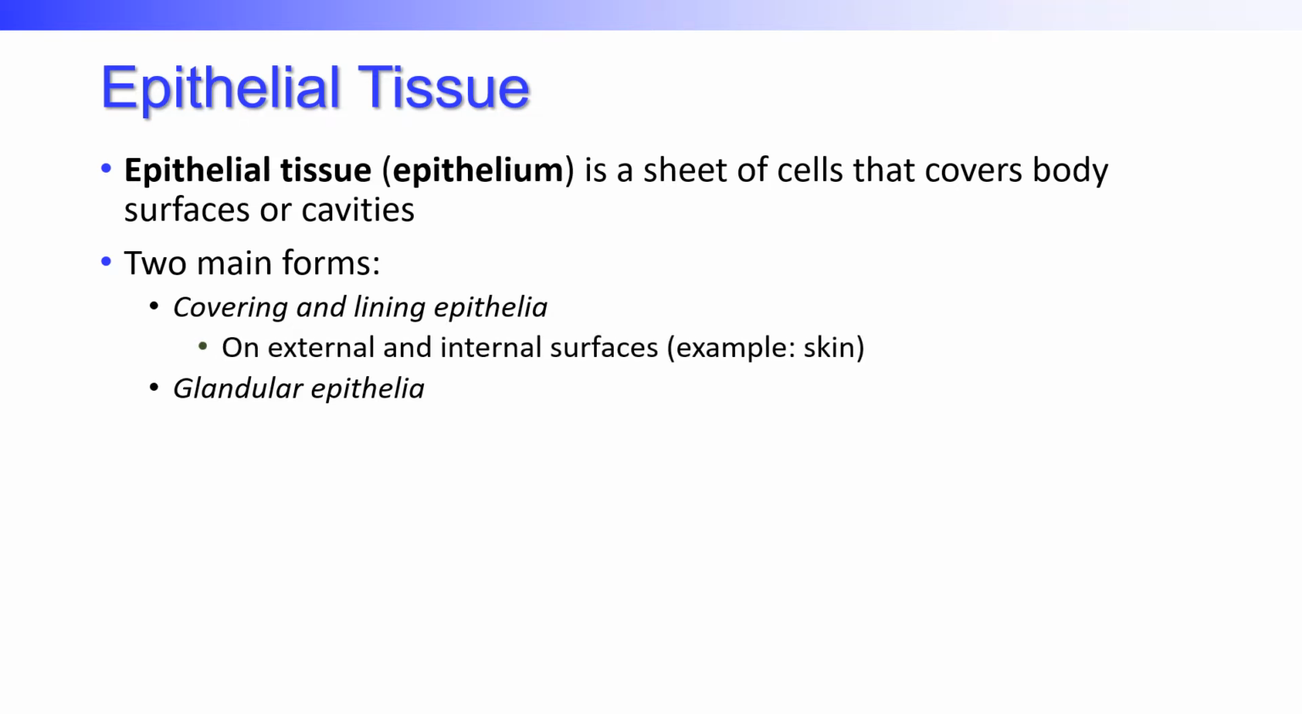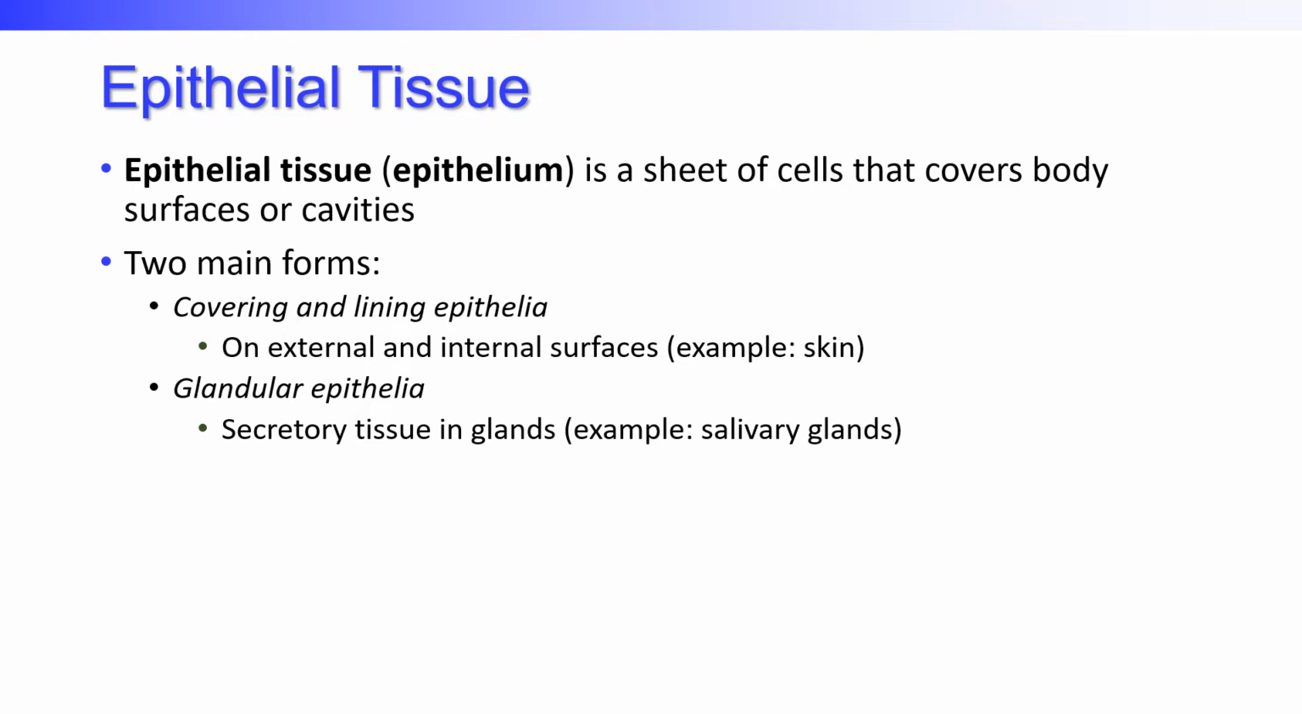Now, lining epithelium can be found on internal and external surfaces of the body. So it could be found like in the skin, or it could be found lining an organ like the stomach or the intestines. Glandular epithelial tissue will be found within glands, and the cells that make up these glands are typically responsible for making some sort of a product and releasing it, such as digestive enzymes in the pancreas.